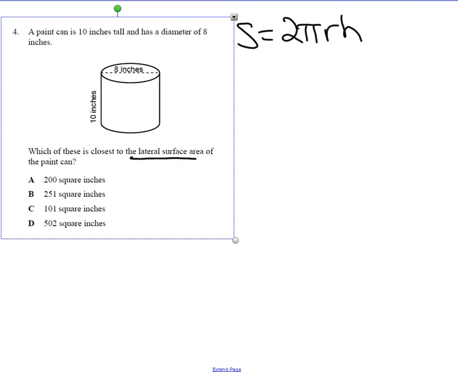So that's all we need to know. And if we look, all of our answer choices are written as whole numbers, so what can we assume we can use for pi? 3. So let's say pi is 3. What is our radius? 4. Why is radius 4, not 8? Because it's half the diameter. Very good. And what is the height of our cylinder? 10. There you go, new kid. I don't know your name. Chelsea. Okay, new kid.